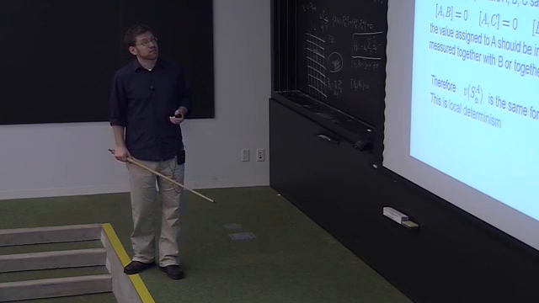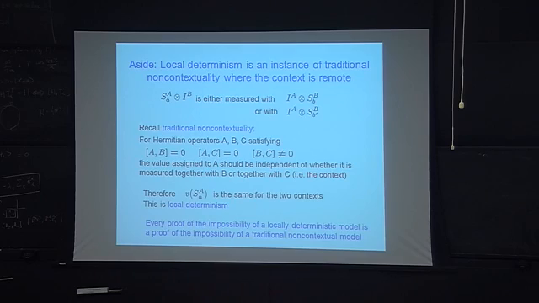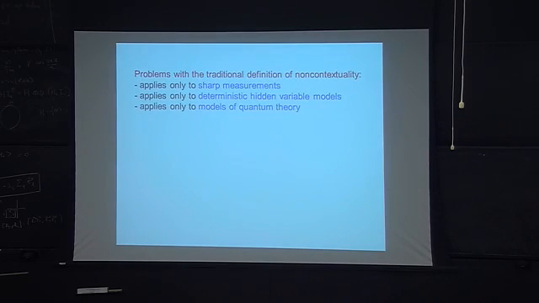Okay, let me skip over the next slide. I was going to talk about another connection between locality and non-contextuality, but I think it's better to just move on. I guess I didn't say this: it follows that if you have a proof of the impossibility of a locally deterministic model, then you also have a proof of the impossibility of one of these traditional non-contextual models. All right, let me skip this.